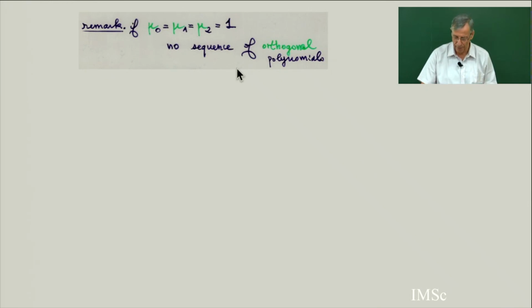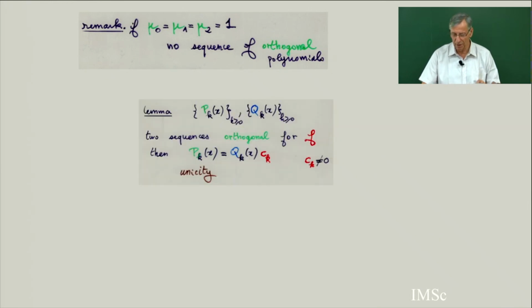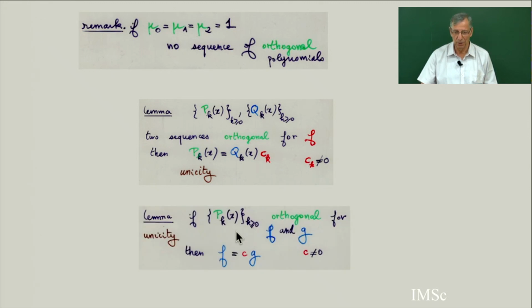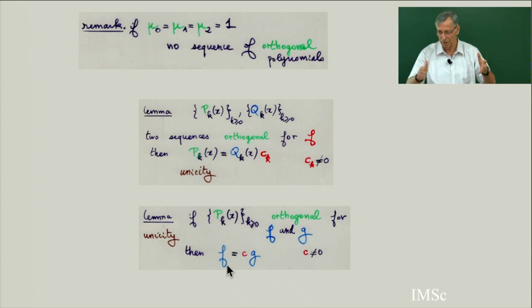Also, what is unicity? There are two lemmas. If you give me two different sequences of orthogonal polynomials for the same linear functional, then they are unique up to a multiplicative factor. It's easy to prove. And also, if you give me a single sequence of orthogonal polynomials and two different linear functionals for which this sequence is orthogonal, then they are unique up to a multiplicative factor. So the correspondence between linear functional and orthogonal polynomial is unique up to multiplicative factor, and in some cases orthogonal polynomials do not exist.